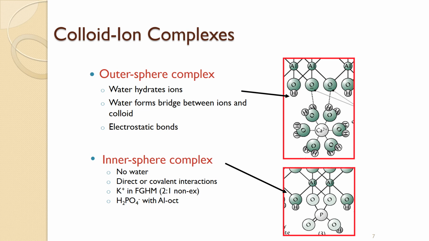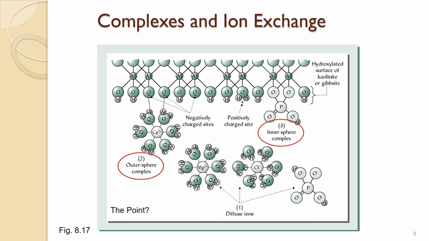So the outer sphere are electrostatic temporary bonds with a water encircled ion that creates a temporary bridge. Whereas our inner sphere complex is direct and covalent and very, very permanent. And here's just showing that again. We can see the outer sphere complexes are just kind of hanging out, and we can see the inner sphere complexes have made a direct link.